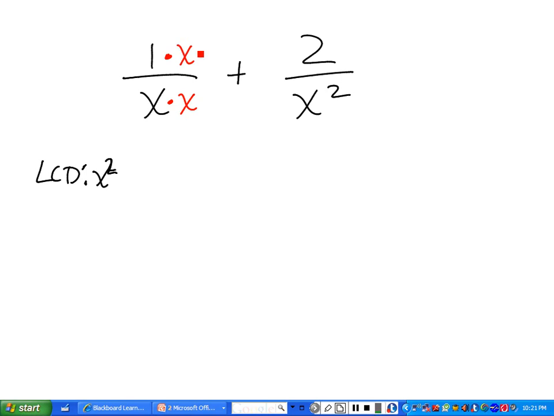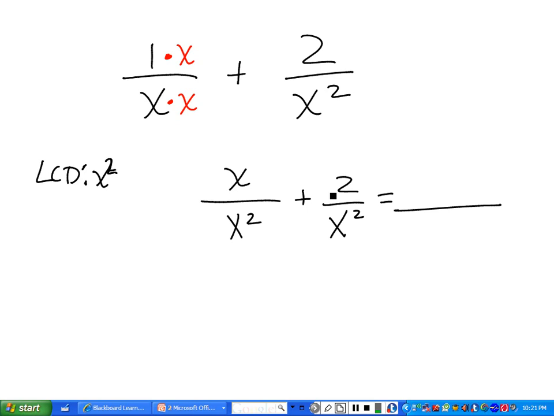Okay, so now 1 times x is x over x squared plus 2 over x squared. This will allow me to write this as one fraction, x plus 2 over x squared. No, you cannot cancel this term with this factor. You can only cancel factors with factors, not part of a factor with a factor. Okay?